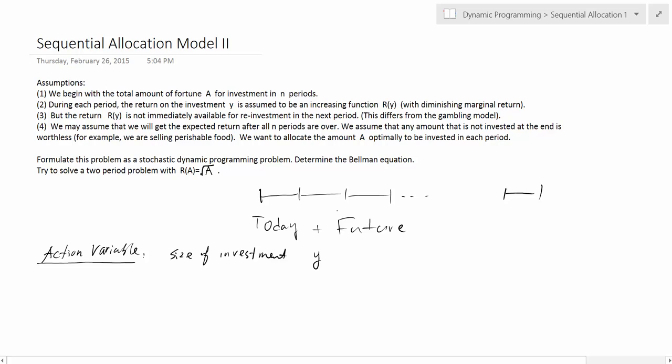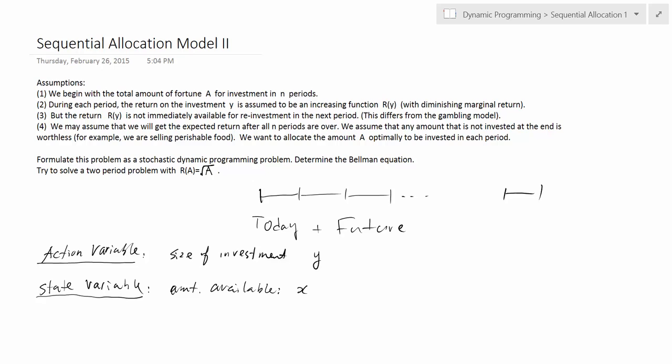But in subsequent periods, we still need to know how much is still left for us to invest. So we cannot really use capital A all the time, so we better introduce another variable for the amount of fortune that's available to us to invest. So that's going to be our state variable, how much available, state variable. This is still very close to the gambling model. So we have amount available, resource available, you can say, and let's say X. Initially it's capital A, right?